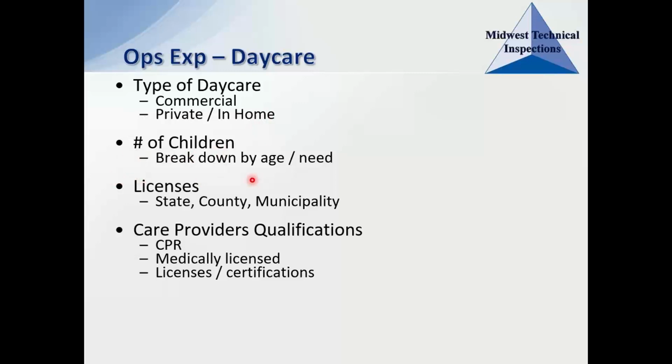Then how many children are there? What is their license? How many are they allowed to have, and how many do they currently have? Get a breakdown for ages. How many infants do they allow? How many crawler walkers? How many toddlers? How many school age? Just get an idea of how many they're allowed on their license, and then get an idea how many they currently have at each one of those age levels.